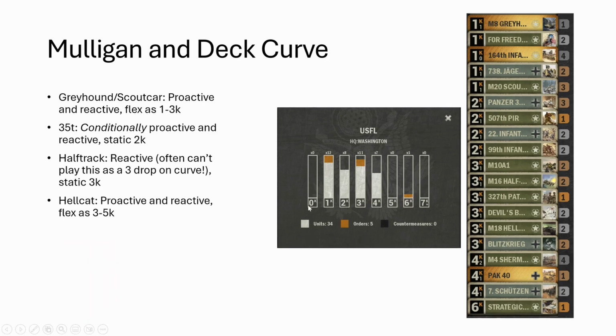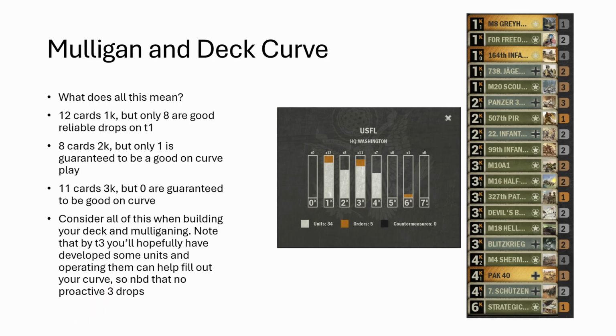Now, what is the point of all this? Well, when you look at the deck curve, you have 12 cards that are 1 credit, but only 8 are reliable 1-drops on turn 1. A lot of them are going to be situational. Well, I mean, 4 of them are situational. And it gets worse for your 2-drops.